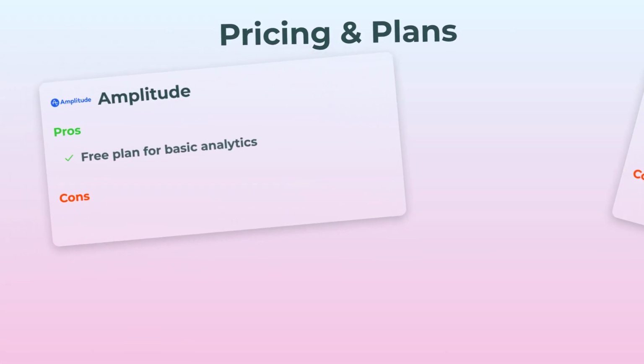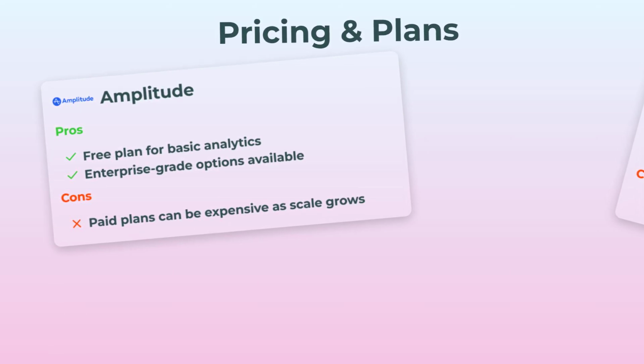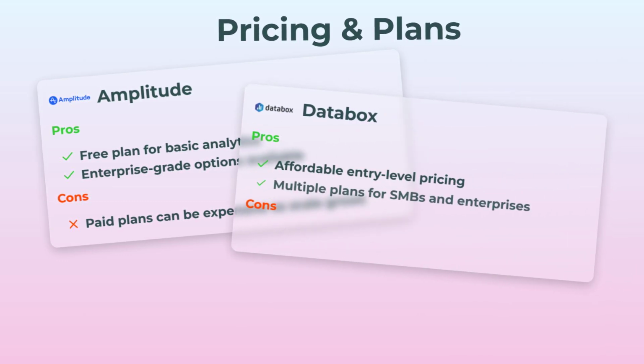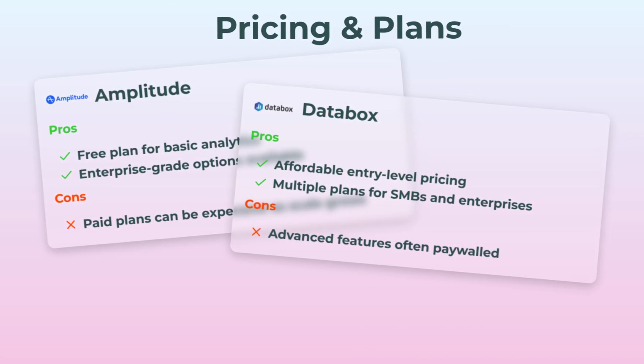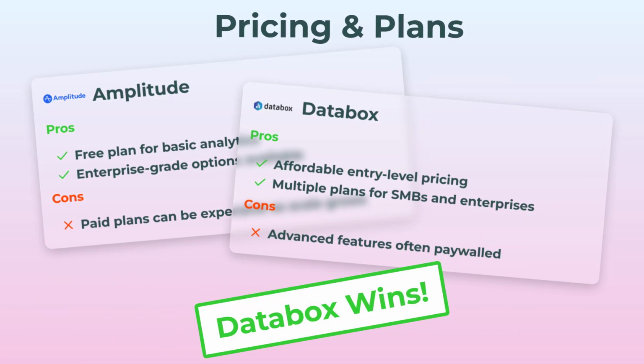Pricing and plans. Amplitude has a free plan, nice for dipping your toes, but when you scale, those paid plans feel pricey fast. They do have enterprise options, though. Databox offers affordable starter plans, loads for SMBs or big companies, but there's the catch. Advanced features, yeah, you've got to pay up. Still, compared side by side, Databox just brings more bang for your buck, especially for smaller teams. So it steals the spotlight here.